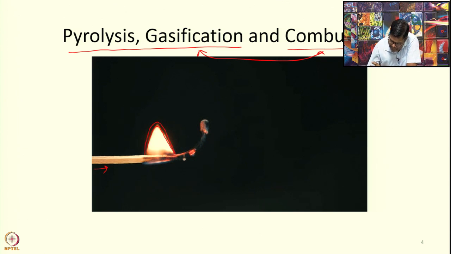And then we have this red charcoal burning, and this is a luminous flame. Both of them are oxidation, both of them are combustion. Technically, in both parts the combustion is going on. So then the question comes, what is the difference between these two?